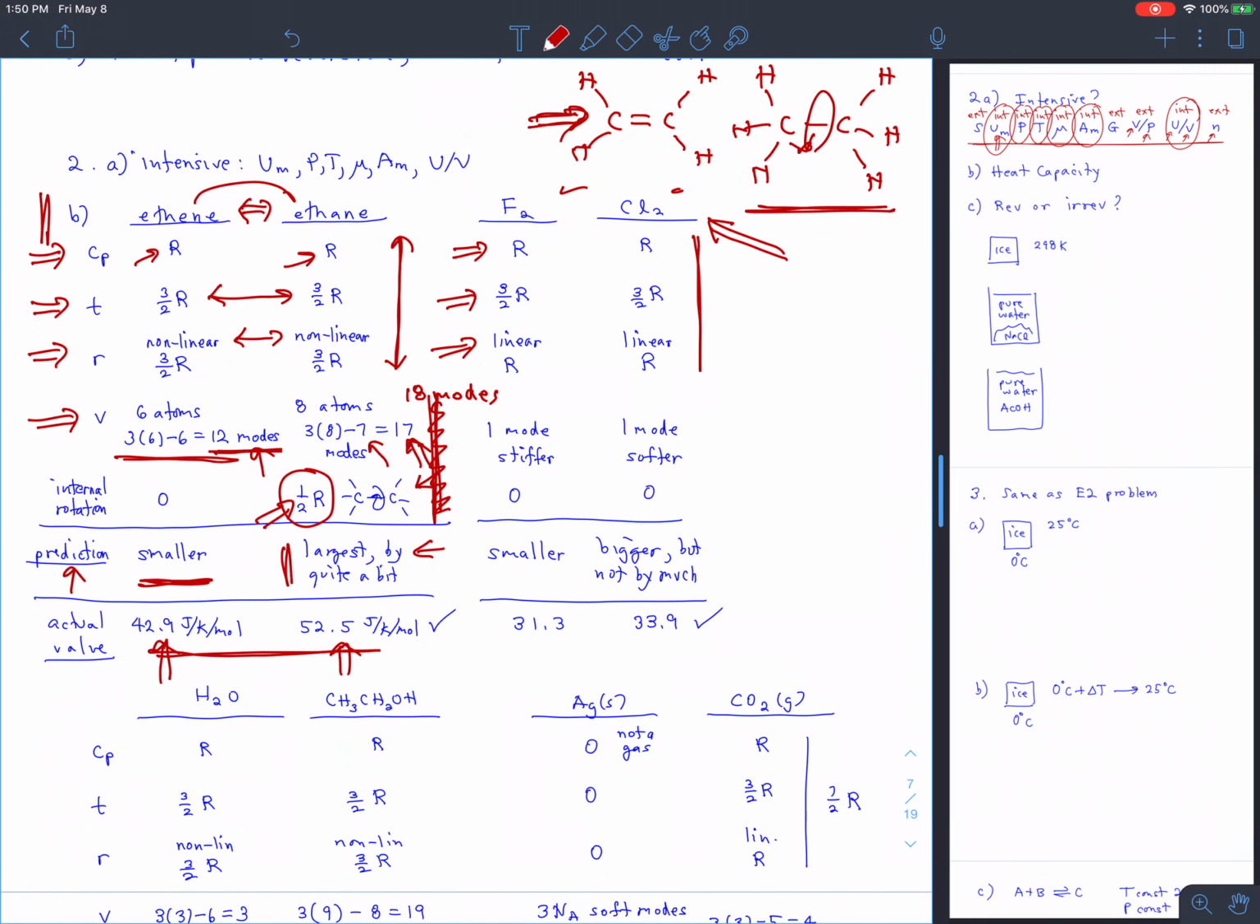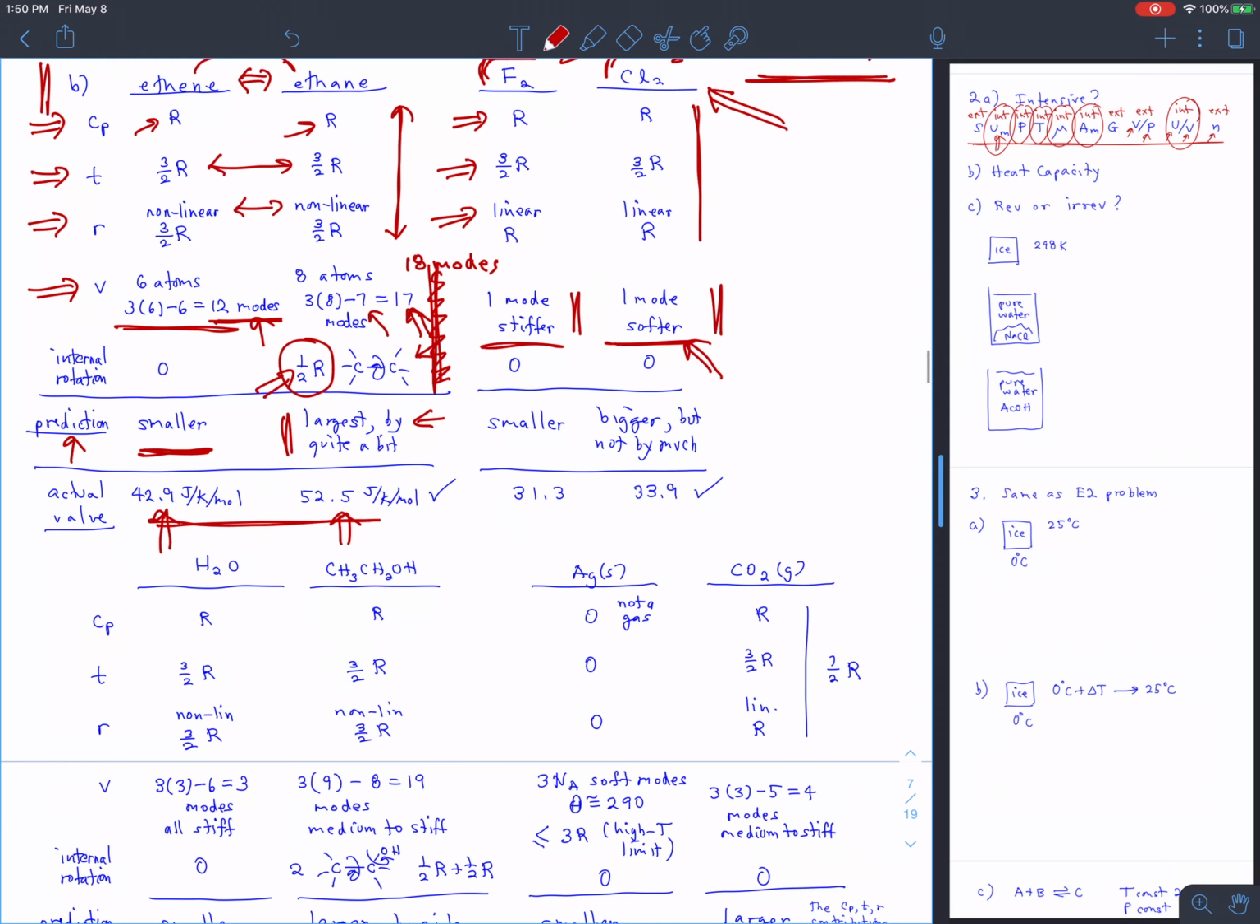Now, there's one mode of vibration for each, right? These are both diatomics, so there's only one mode. F2 is going to be stiffer. Why? Because the atoms are lighter. Cl2 has pretty heavy atoms. And I think the bond is a little stronger for F2 as well. I'm not sure about that, but I think so. So, there's only one mode each. This one's going to be stiffer. This one's going to be softer. This one should have the bigger contribution. Probably neither contribution is very big, but of the two, the Cl2 contribution from the modes will be larger, sorry.